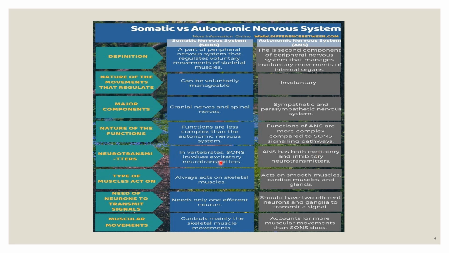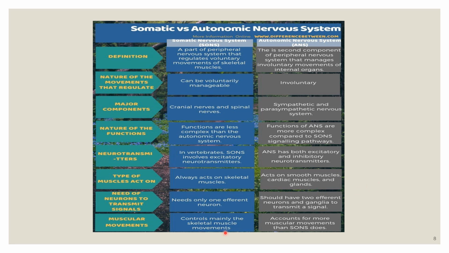Neurotransmitters involved: the somatic will involve excitatory neurotransmitters. The ANS has both excitatory and inhibitory neurotransmitters. The type of muscles acted on: the somatic will act on skeletal muscles. The autonomic will act on smooth muscles, cardiac muscles and on glands.